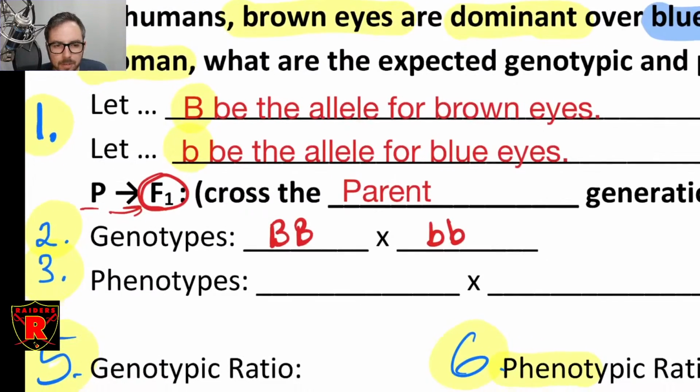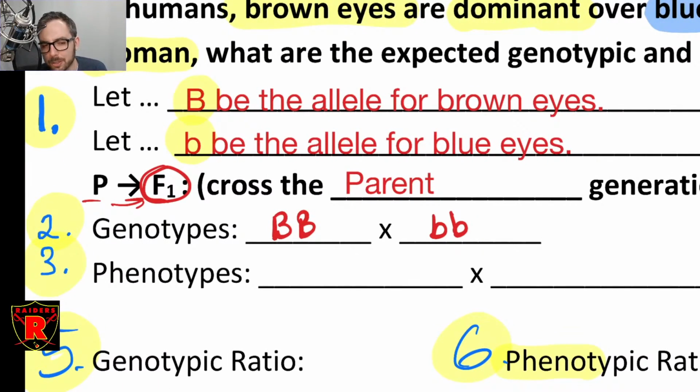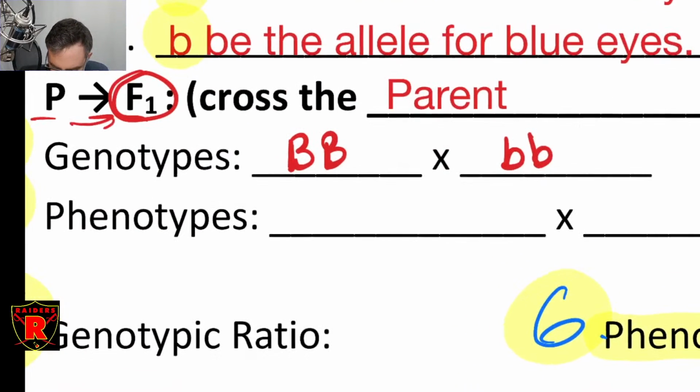Then you're going to tell me the phenotypes of the parents. And by the way, you don't have to do these two steps in this order. You can do the phenotypes first and then the genotypes, but you do need to indicate what they are when you're solving one of these problems. So we know the genotypes of the parents. Now the phenotypes of the parents are fairly straightforward here. We're told it in the question. This is brown and this is blue.